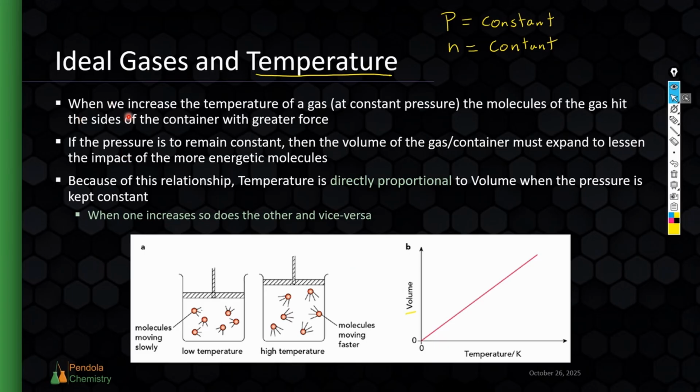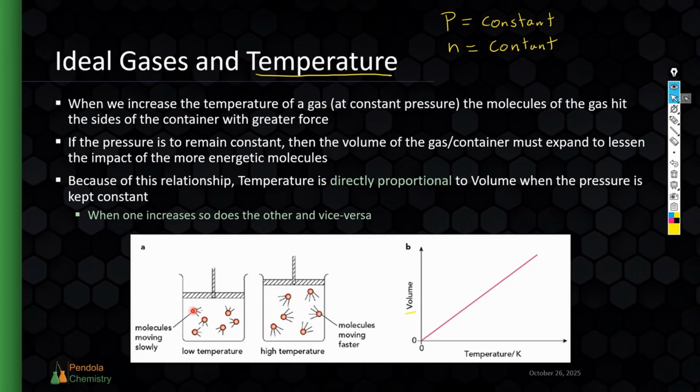Now, when we increase temperature of a gas, what happens is that we get more kinetic energy. Remember that temperature is related to the kinetic energy, or the average kinetic energy of the molecules or the particles of that gas. When we increase the temperature of a gas at constant pressure and constant number of moles, the molecules of the gas hit the sides of the container with more force. Again, the number of molecules does not change. We have 6 molecules on the left, 6 on the right.